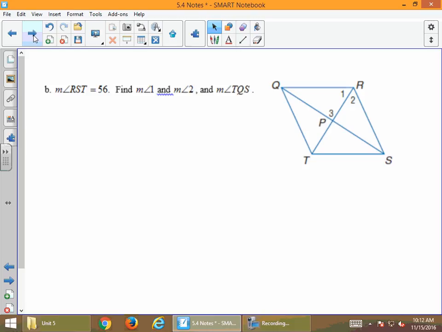Well, first things first, let's make sure I label my diagram. The measure of RST is 56. I'm going to go with my highlighter, just see where that angle's at. So, a nice blue. RST, right there. That angle right there. I know that measure is 56 degrees. I need to find angle 1 and 2, those 2 up there at the top, and TQS. TQS, we'll find the other one in a second. Who has an idea of how to figure out 1 and 2? Shane, what's your plan?